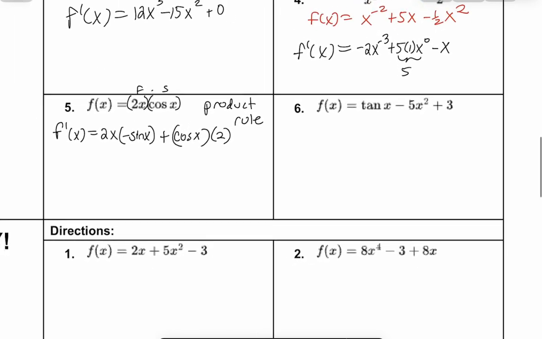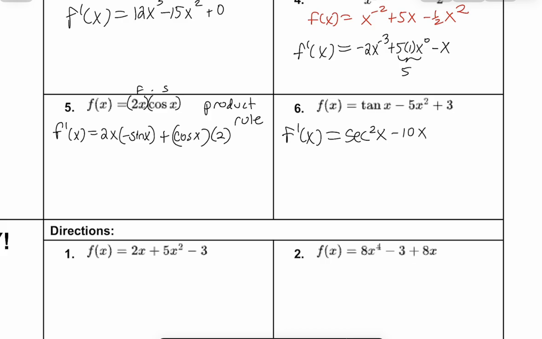And then 6, although it has a tangent in there, it's a pretty straightforward normal one. It's not a horrible one. For that, you just get to take the derivative of each individual term because they're separated by pluses or minuses. So all you have to know for the tangent is the rule from up above. That's a secant squared. The negative 5x squared, the negative 5 is sitting there. The 2 drops down in front of it. So that would be negative 10x to the first.